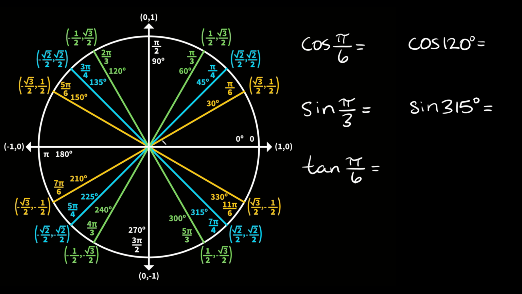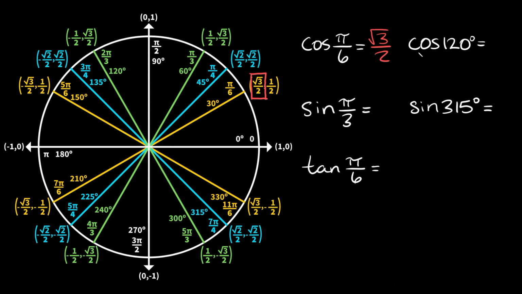All right, so all we have to do is locate pi over 6 on our unit circle. You can see it's the first line right here in yellow, or it's also the same thing as 30 degrees. And when we're asked to find the cosine of this angle, all we have to do is look at the x-coordinate. Okay, what is the x-coordinate of pi over 6? Well, as you can see, it's root 3 over 2, right? So the cosine of pi over 6 is equal to simply root 3 over 2.